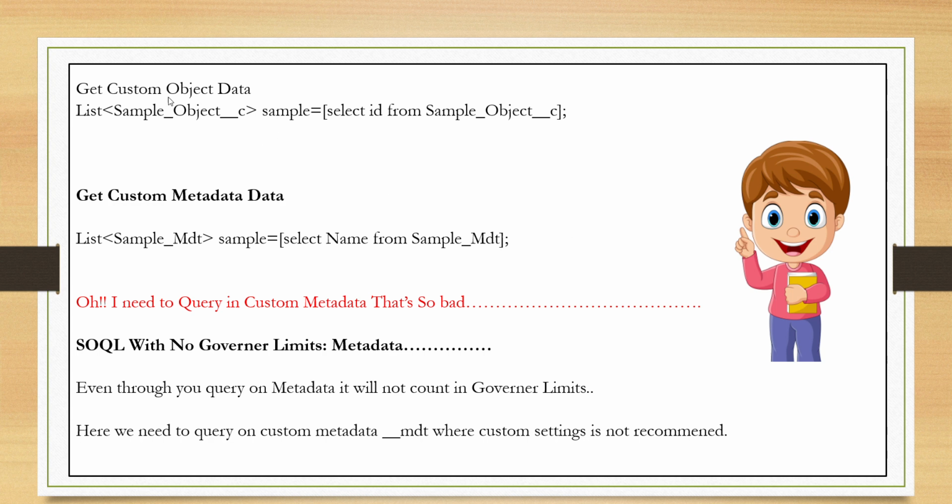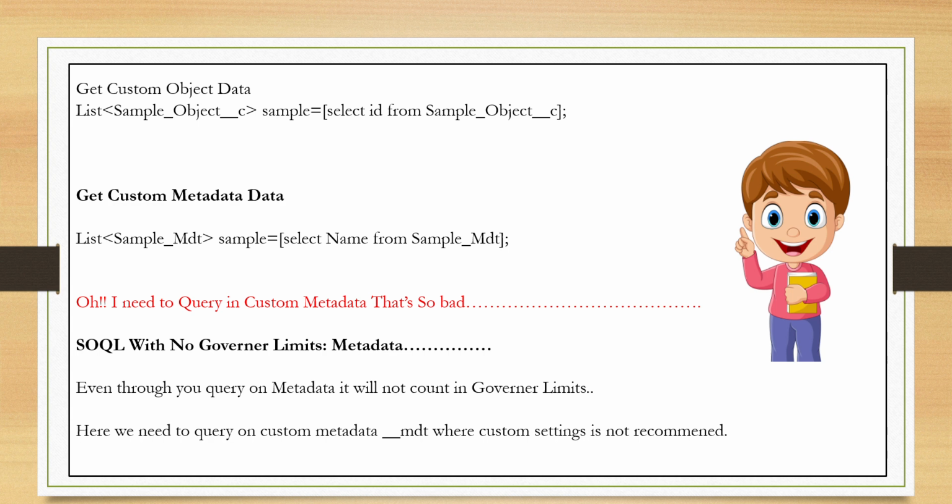So get custom object data, list sample object, sample, select ID from sample object. So get custom metadata, list sample MDT, sample is equal to select name from sample MDT. Oh, I need to query in custom metadata. That's so bad, because in custom metadata we need to query to retrieve our data.